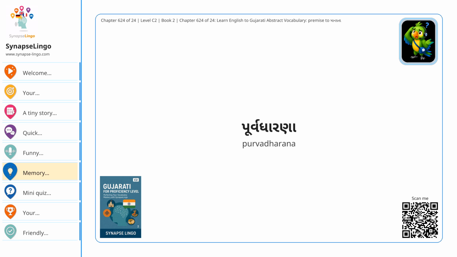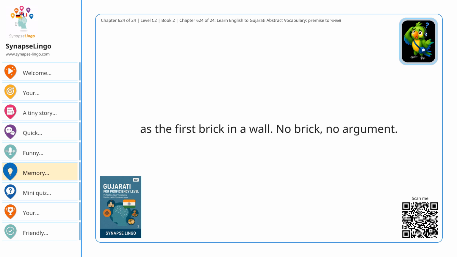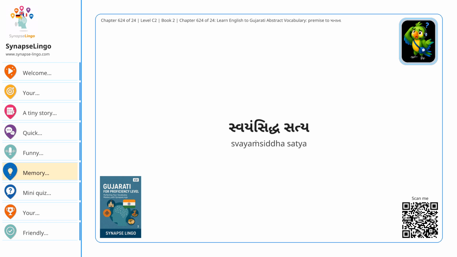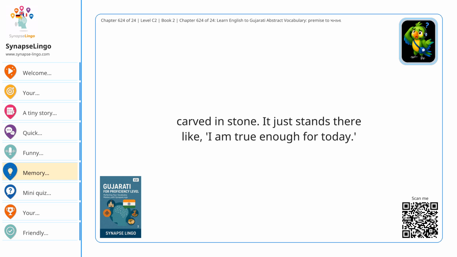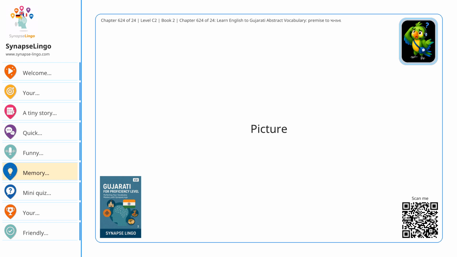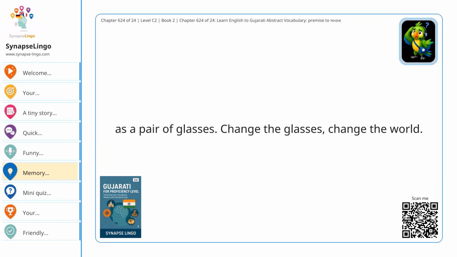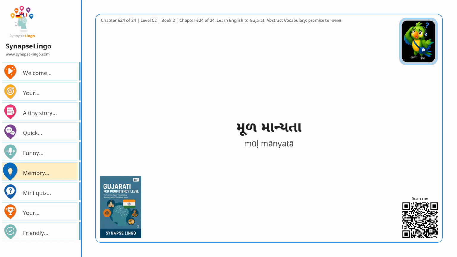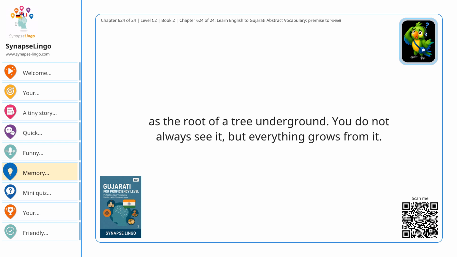Picture पूर्वधारणा as the first brick in a wall. No brick, no argument. Picture स्वयंसिद्ध सत्य carved in stone. It just stands there like, I am true enough for today. Picture प्रतिमान as a pair of glasses. Change the glasses, change the world. Picture मूळ मान्यता as the root of a tree underground. You do not always see it, but everything grows from it.